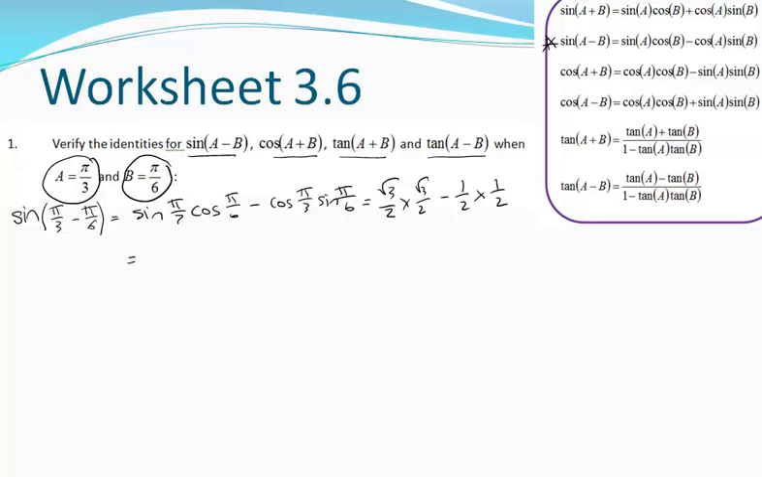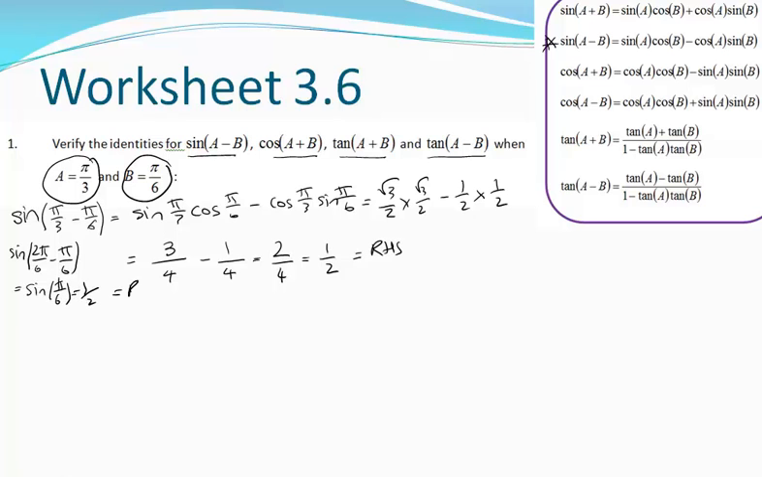So we keep solving this. Root 3 times root 3 becomes 3. 2 times 2 is 4. Minus 1 times 1 is 1. 2 times 2 is 4. It's equal to 2 over 4, which is equal to a half. And then this is our right hand side. We look at our other side, our left hand side, so sine of pi on 3 becomes 2 pi on 6 minus pi on 6, which is equal to sine of pi on 6, which is equal to a half. And this is equal to our right hand side.